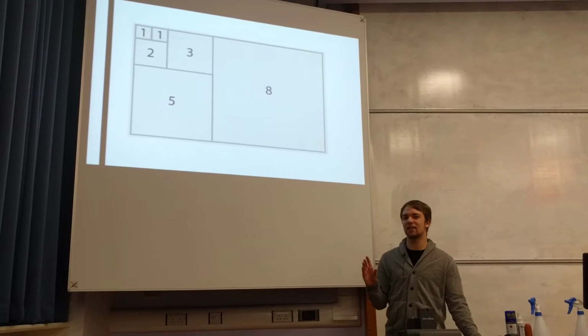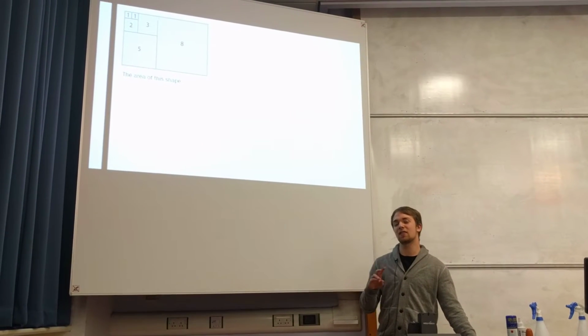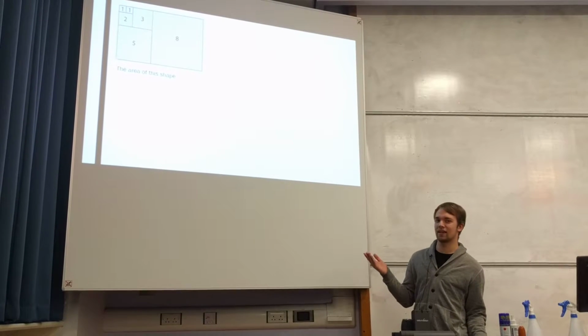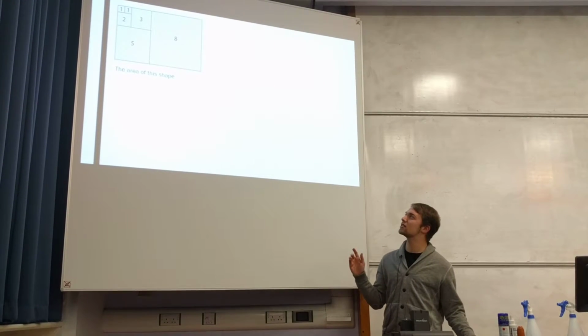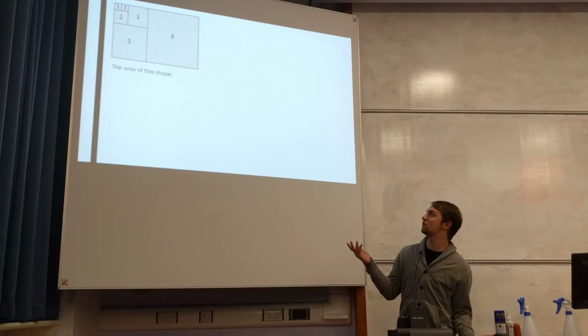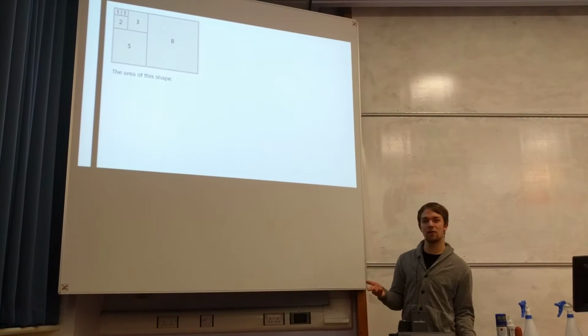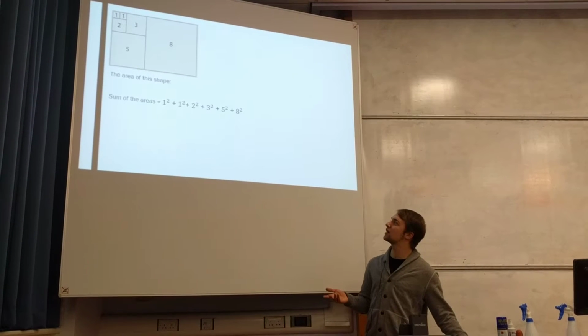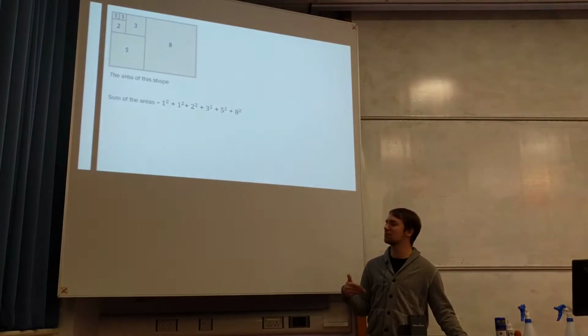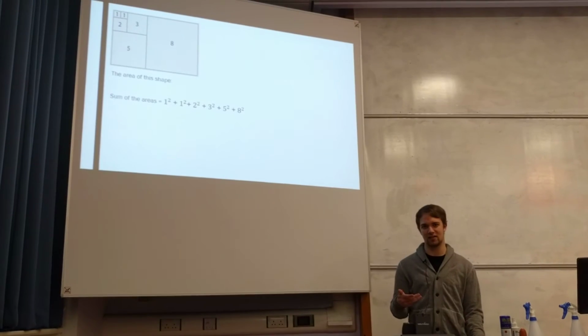We can consider the area in two different ways, and if they're the same area of the same thing, they must be the same area. So the first way to calculate the area is to take the sum of the areas of each box. The area of the box with length 1 will be 1, the one with length 2 will be 4, and the one with length 8 will be 64. We add those all together, and we end up with 1 squared plus 1 squared plus 2 squared plus 3 squared plus 5 squared plus 8 squared. So that's one way of calculating the area.